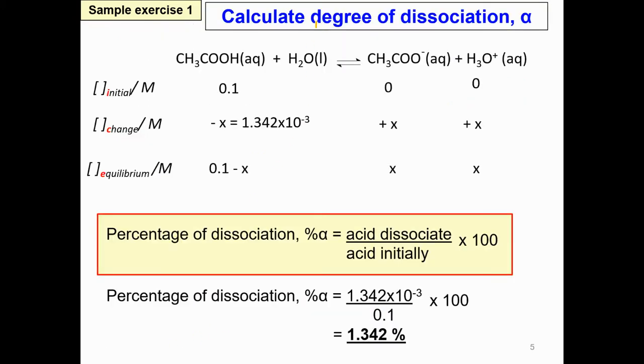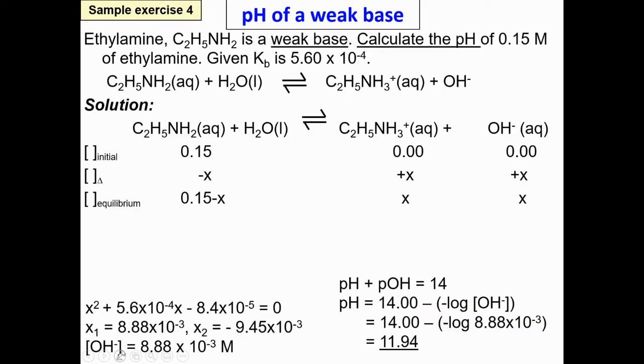Another one is to calculate the degree of dissociation. Again, same thing, for degree of dissociation we are looking for change over initial. Just now we found our X, so we just need to substitute into the formula, but times 100 because it asks for percentage, and then we will get our answer. You can see the percentage of dissociation is quite small, therefore it is a weak acid.